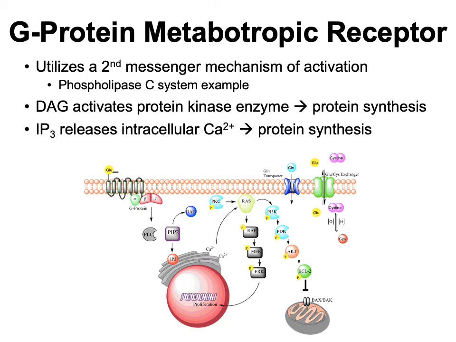And when that causes that phospholipid to split in two, it creates two other molecules that are second messengers. One is called DAG, D-A-G, and the other one is IP3. The DAG second messenger will activate protein kinase within the target cell, and that'll stimulate protein synthesis. The IP3 will release intracellular calcium into the cell, and that will also increase protein synthesis.